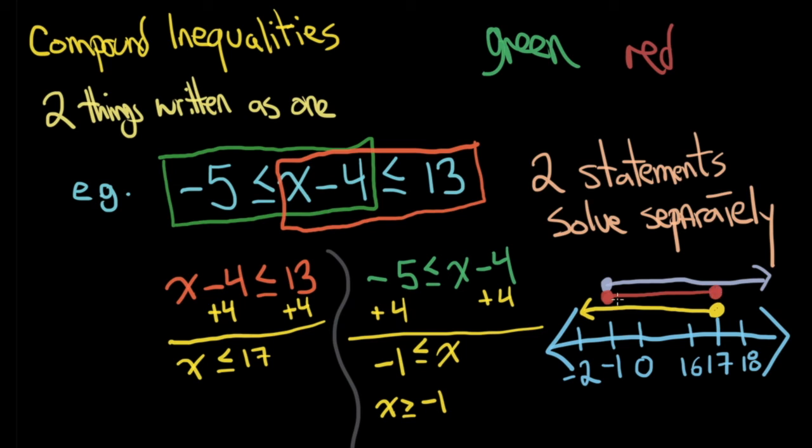You would just leave the red. You'd erase the yellow, you'd erase this purple, and keep the red. I call this a barbell. You get a barbell looking answer for a compound inequality.